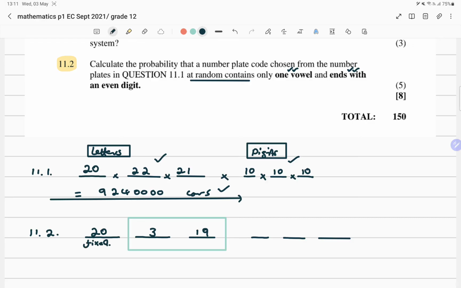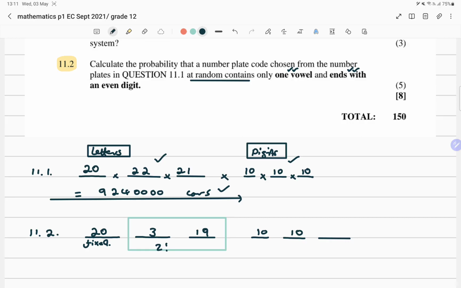Okay? But this one can interchange. So this is going to be 2 factorial, because you can put it in 2 ways. But this one, the digits, they just don't change. There's 10, 10, because we can repeat.